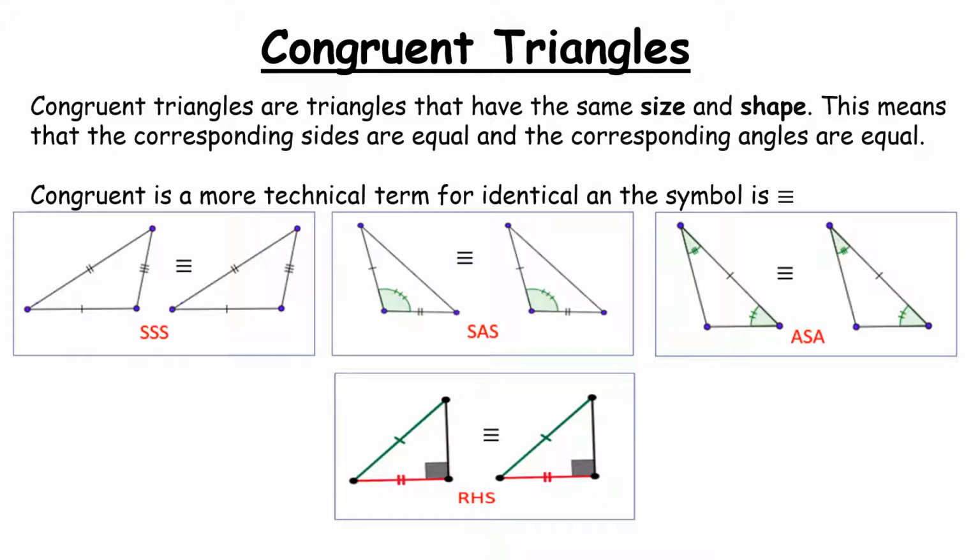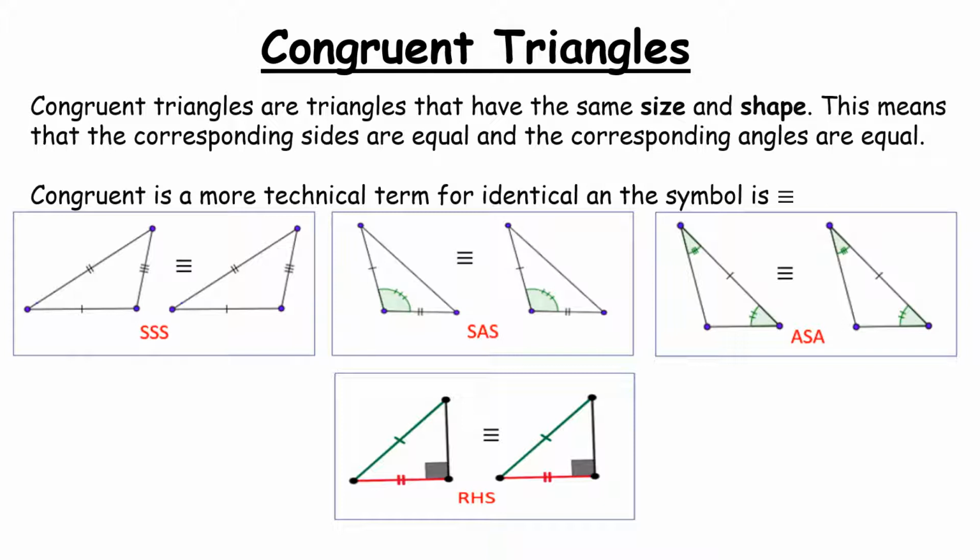So the first is side, side, side. If we have 2 triangles and the 3 sides are all the same lengths, so as in they could be 3 different sizes on one triangle, but the second triangle mirrors those sizes, that means they are identical.